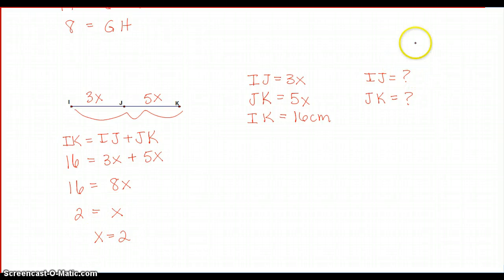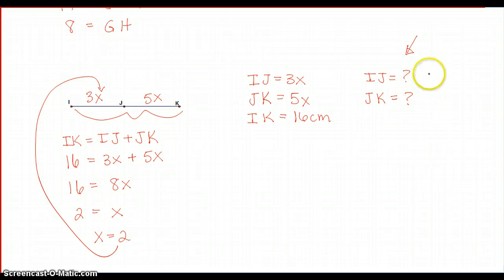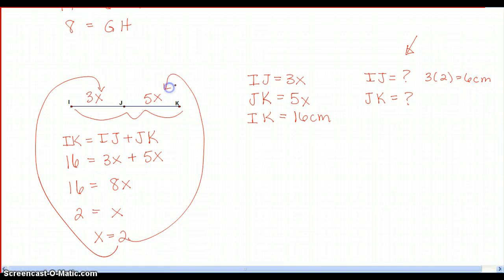But that wasn't the answer to my question. My question was, what are the lengths, or how long is IJ and JK? So what we have to do is substitute in the 2. So IJ is 3 times 2, or 6 centimeters. And JK is 5 times 2, substitute in the 2, or 10 centimeters. And if you double check, if I label this one 6 and this one 10, 6 plus 10 gives me a total of 16 centimeters.